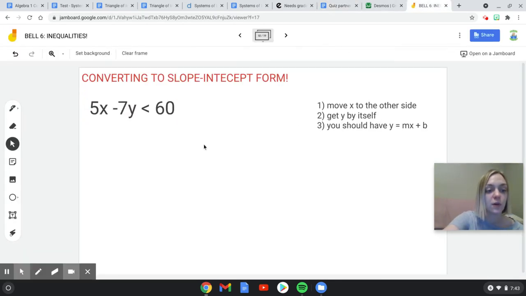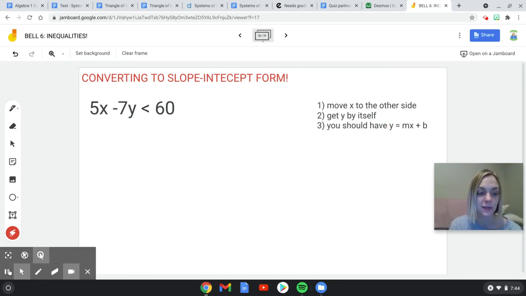So I have the inequality typed out here. And I have some steps here for converting to slope-intercept form. The first thing I always do is move x to the other side. And then the second thing that I'm going to do is get y by itself. So in the very end, I should have something that looks like y equals mx plus b, which is slope-intercept form. Okay, so I'm going to start with my first step, which is moving x to the other side.